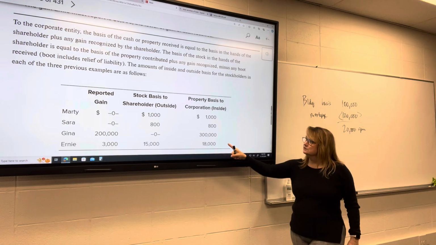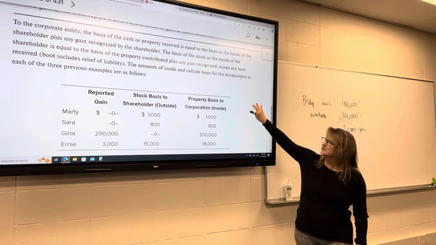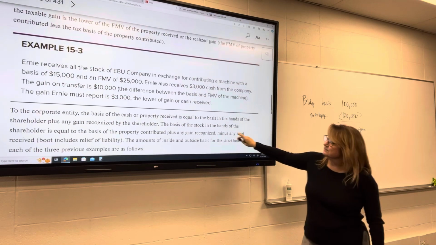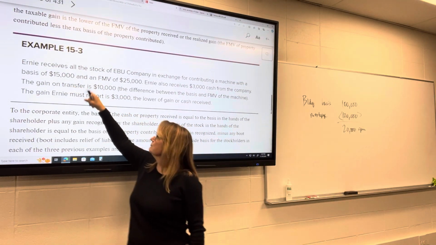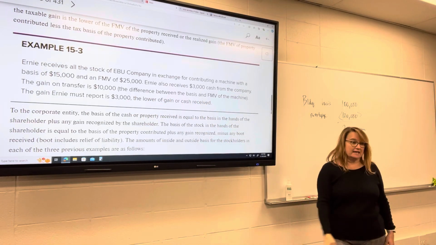The property to the corporation, the basis to the corporation is 18,000, which again is going to be the $15,000 that transferred over plus the $3,000 gain that he had to recognize.